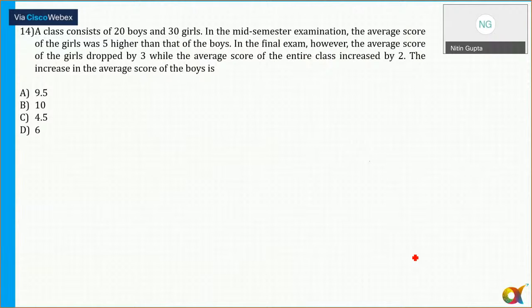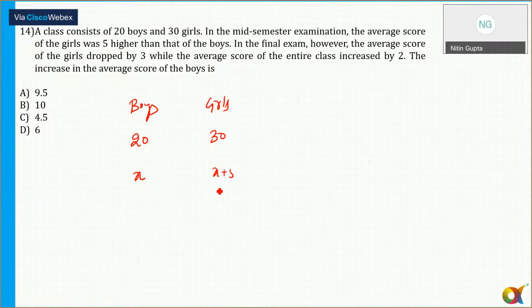Now, 14th. What is the answer for question number 14 here? It says a class consists of 20 boys. Okay. So here, boys and girls. There are 20 boys and 30 girls. The average score of girls was 5 higher than that of the boys. So if the average score of boys is X, the girls' is nothing but X plus 5.